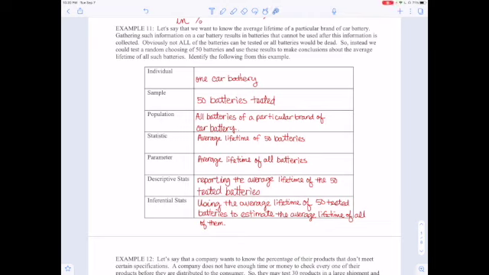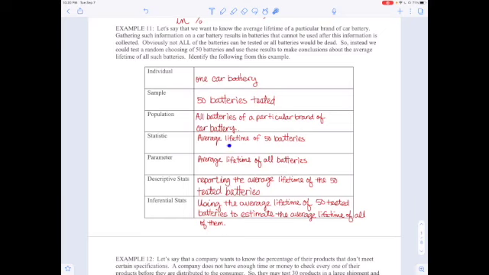So for example 11, the answer for individual is going to be 1 car battery, and for the sample, it's going to be the 50 batteries that are tested. That's the group that you're going to draw conclusions from. And the population is what they're going to talk about: all the batteries of that particular brand.